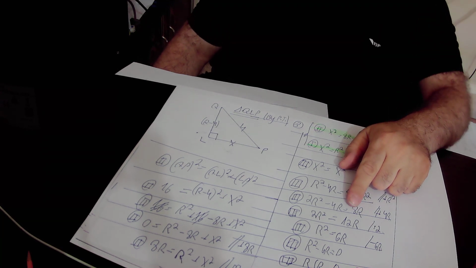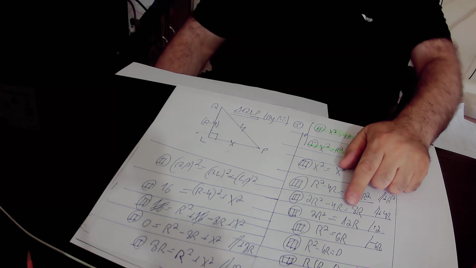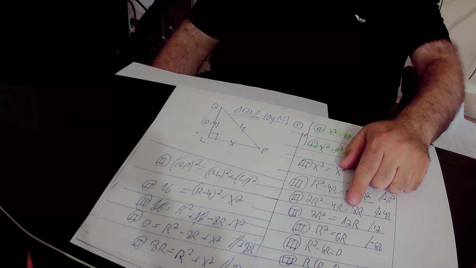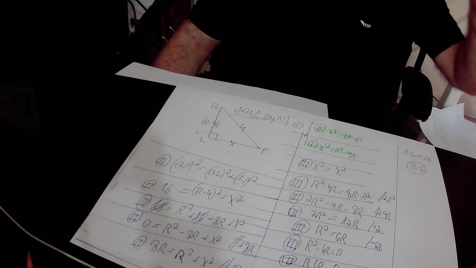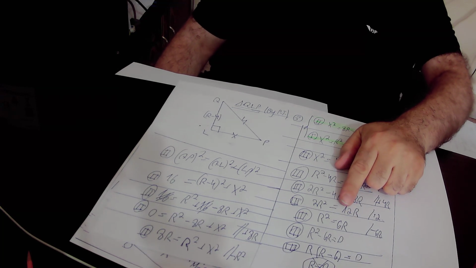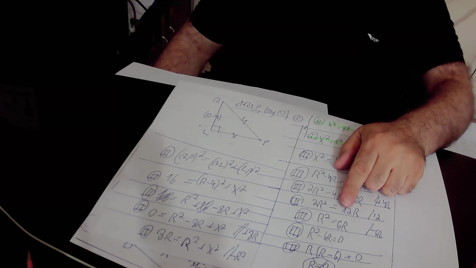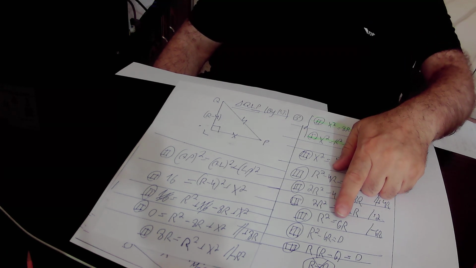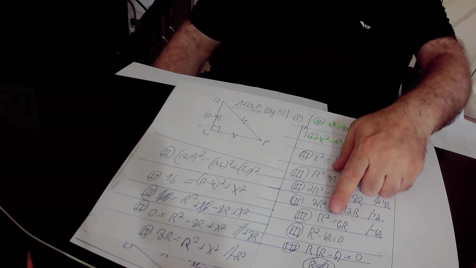Here we divided this equation number 3 by 2, and we found out that 2R square over 2 is R square, and 12R over 2 is 6R. So according to equation number 3, we found out that R square equals 6R. Here we subtracted 6R from this equation number 3, and we found out that R square minus 6R equals 0 according to equation number 3.